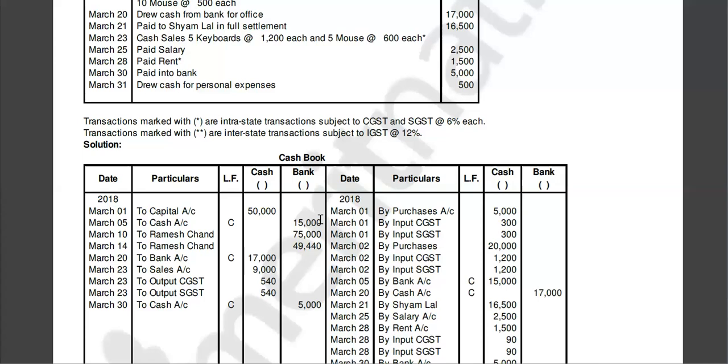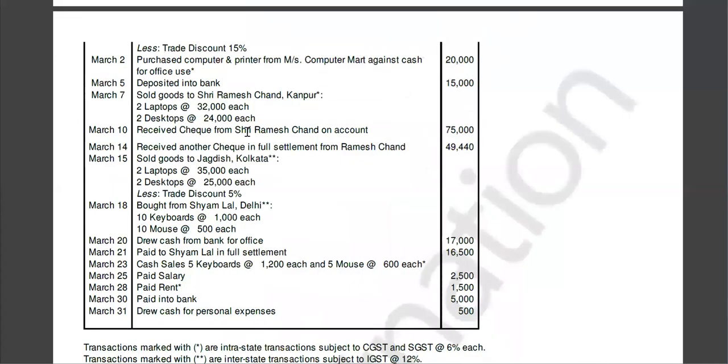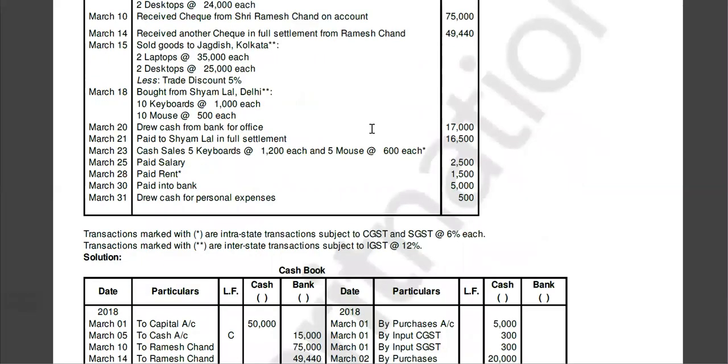The next, March 7, sold goods. So this is a credit transaction, it goes to the sales book. March 10, received cheque from Sri Ramesh on account 75,000. So received cheque from Sri Ramesh Chand on account 75,000. See, this is also the same cash book.